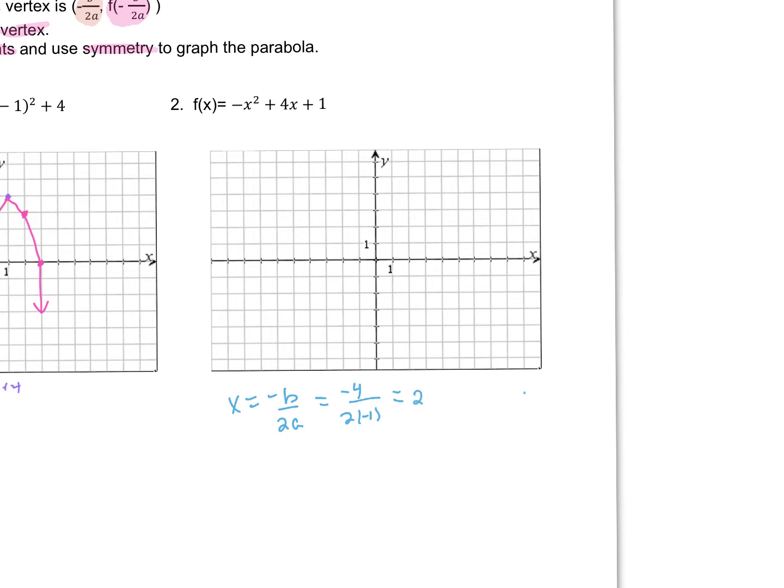So that tells us that our vertex is at (2, something), and we have to figure out what that something is. So we're going to plug 2 back into that equation. So we get negative 2 squared plus 4 times 2 plus 1. So we get negative 4 plus 8 plus 1. So what does that give us? 4 plus 1, which gives us 5. So that's telling us that our vertex is at (2, 5). So 1, 2, 1, 2, 3, 4, 5. We can plot that point. We know this is a parabola that is opening down.